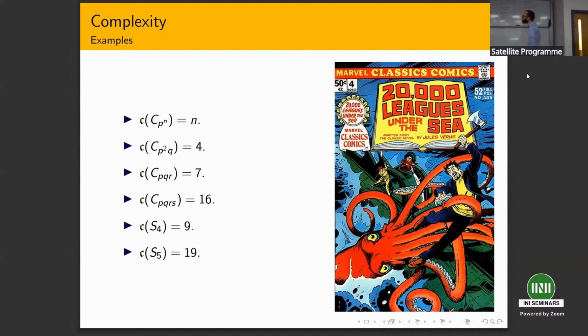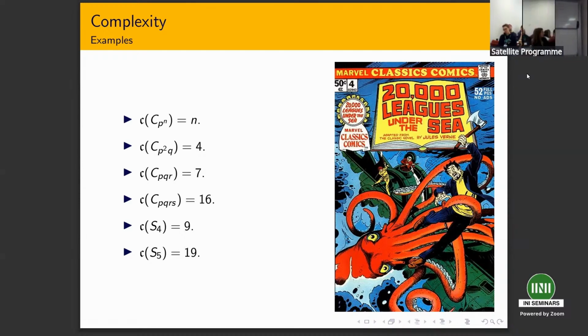So here are some numbers. You'll notice that we've kind of lost general formulas down here, and these have specific things. So again, for C_{p^n}, the complexity is n. That's not hard to see. We've seen already, or you've taken my word for it, that for C_{p^2 q}, the complexity is 4. There was a transfer system that appeared in step 4. For the cube, so C_{pqr}, it is 7.